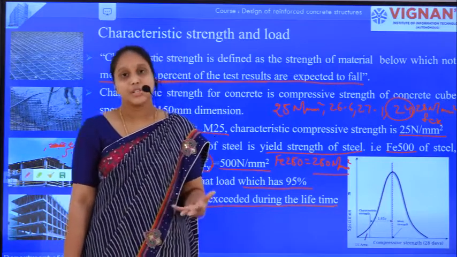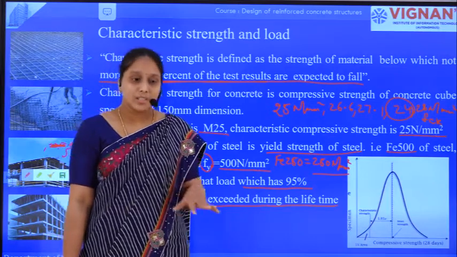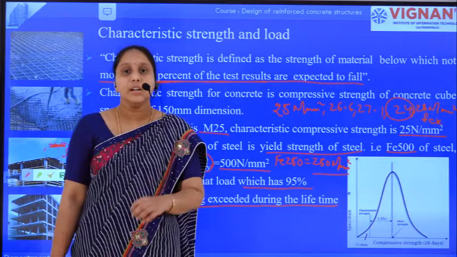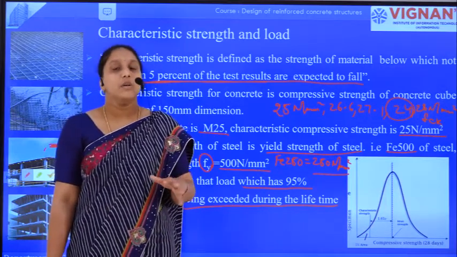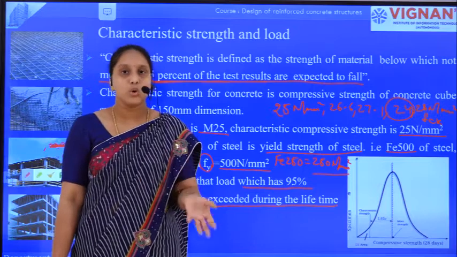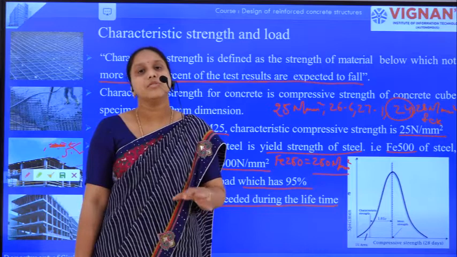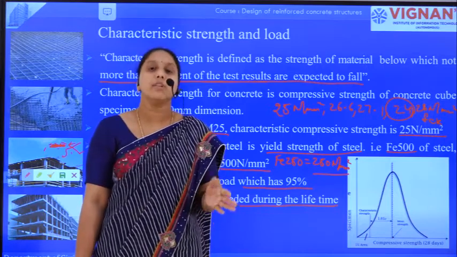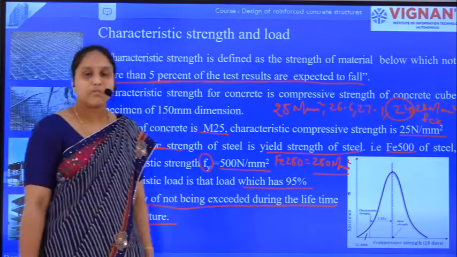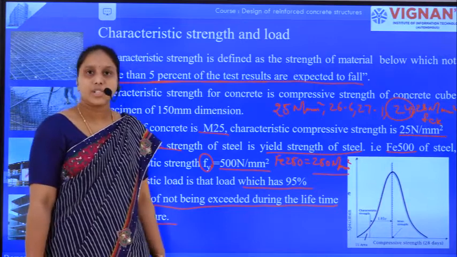So what is the characteristic load? Characteristic load is the load which has 95% chance of acting on that particular structure. Only 5% chance is there for that particular load to be exceeded during the lifetime of the structure. So there is a 95% probability that only this load will be acting on the structure throughout its life. So that particular load is taken as the characteristic load.